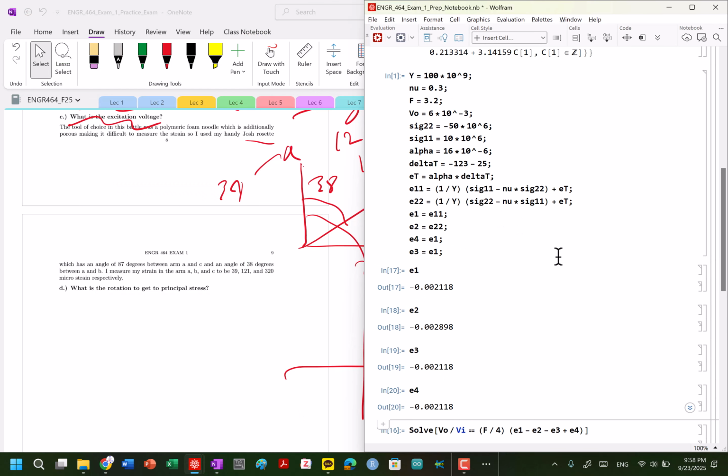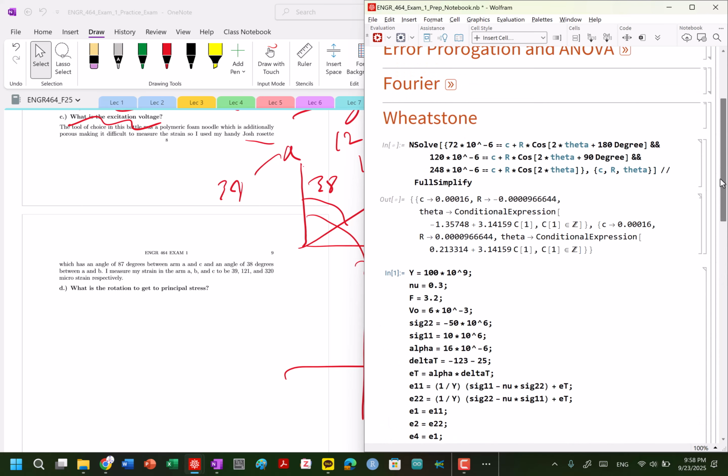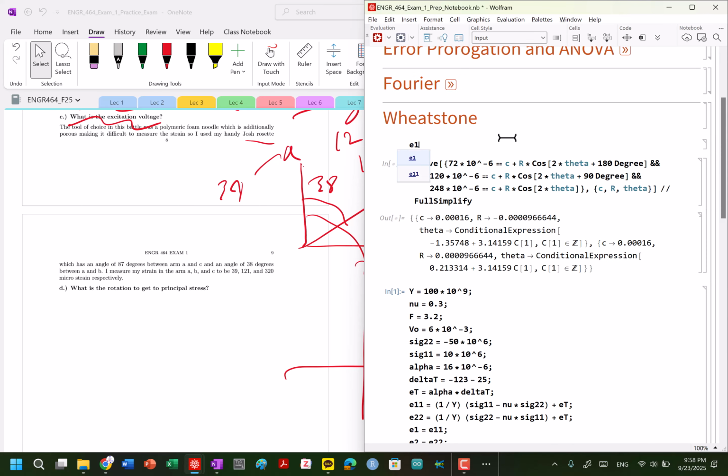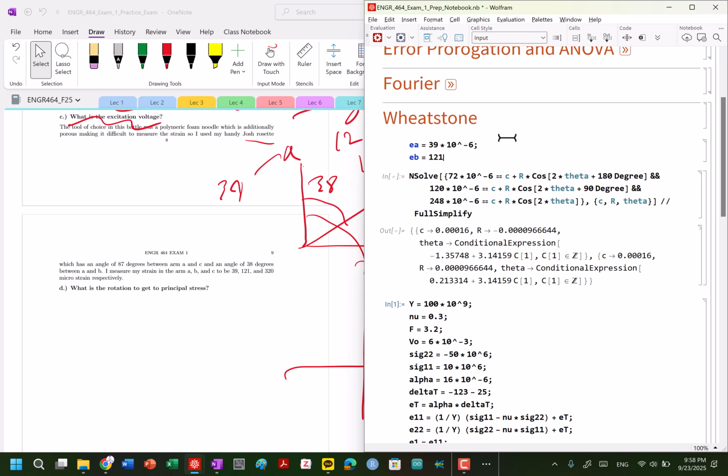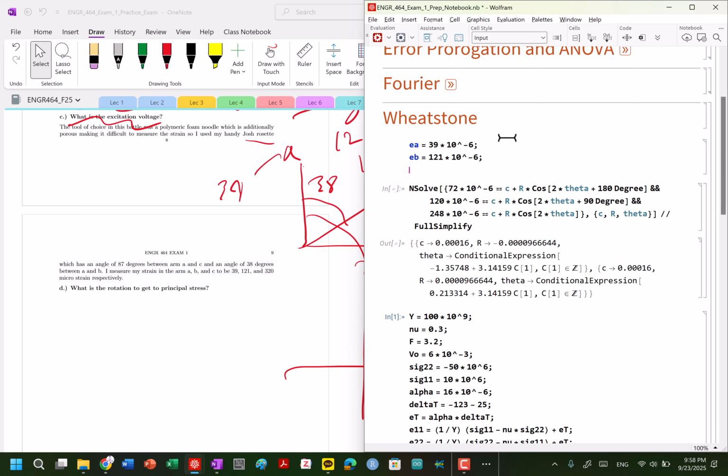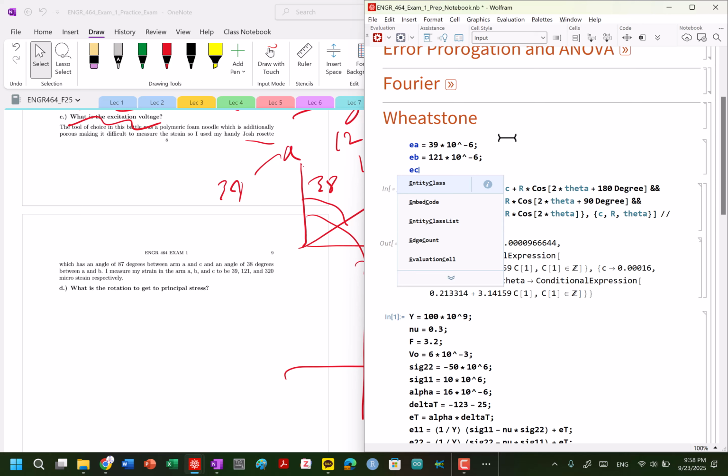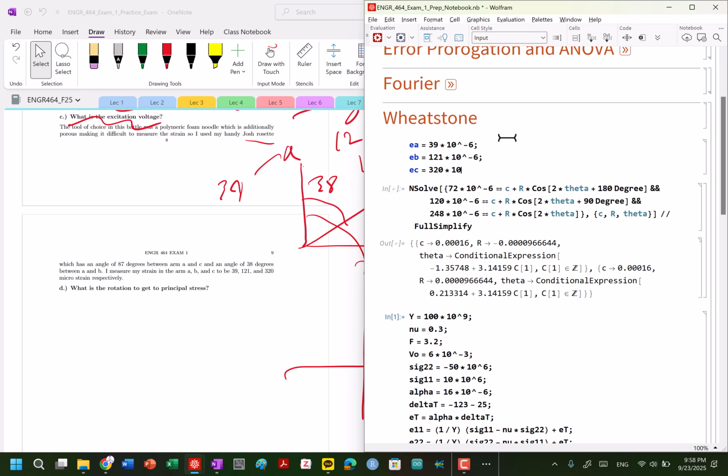So let's go up here. I'm going to say that EA equals 39 times 10 to the minus 6. EB equals 121 times 10 to the minus 6. And then EC equals 320 times 10 to the minus 6. So those are my 3 strains.